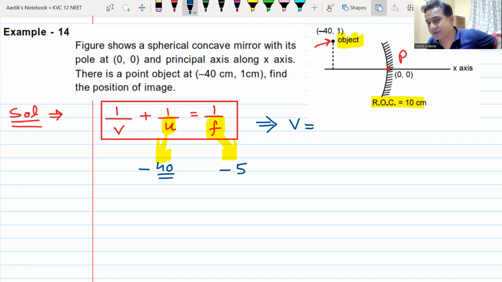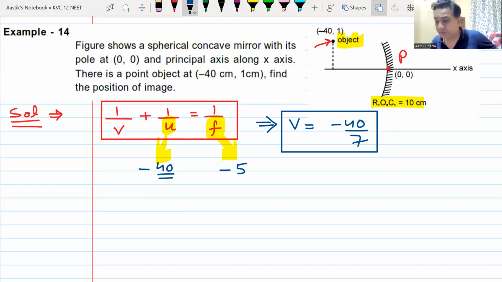Once you do the calculation with your own hands, then only you will understand where you are going to make the mistake. If I solve it for you, you will not understand it. You understand what I'm saying? Yes, sir. That is why I insist that you do it and I don't solve it. Minus 40 by 7 is the value of V. That means the image is on the same side.